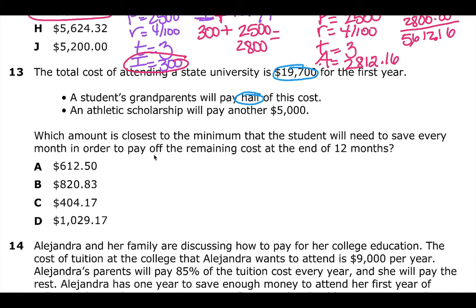0.50, 50%, or 50 over 100? Or however you want to write it. Is this a trick question? And then an athletic scholarship will pay another $5,000. So those are both money being given to him to help pay for college. Which amount is closest to the minimum that the student will need to save every month in order to pay off the remaining costs at the end of 12 months? Oh, they're so nice. They already gave us the months.